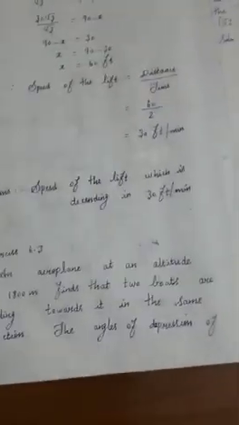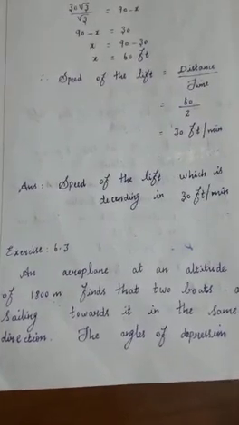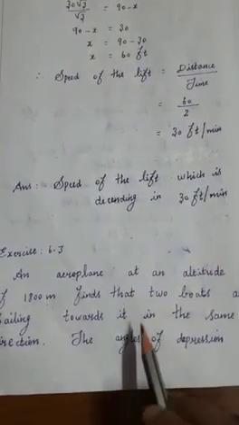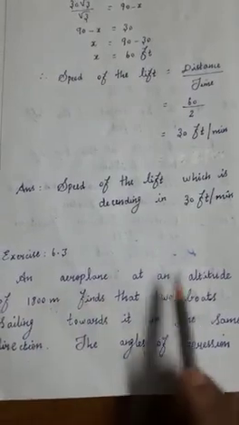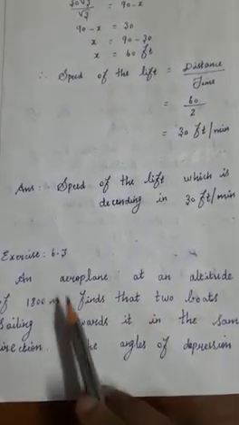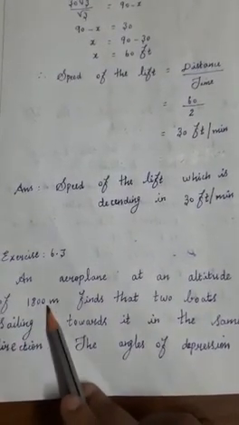So now see the question. First you have to understand the question. In our question, what they have given: one aeroplane flies at a height of 1800 meter. Altitude means height. So the height of the aeroplane, 1800 meter, they have given.